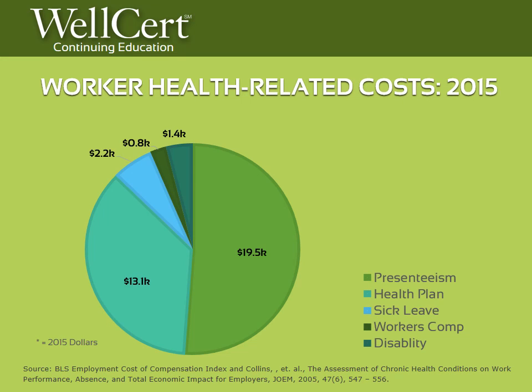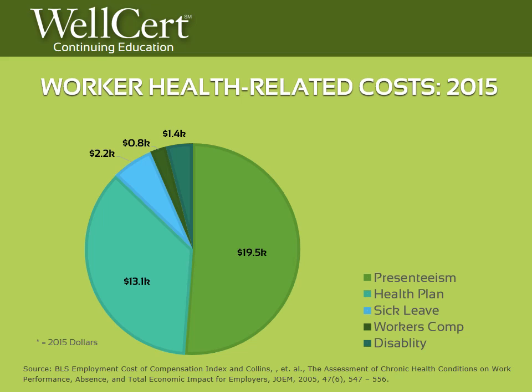Now, the overall issue we're looking at is worker health-related costs, and this is an estimate using several major studies that have been done and reported, one by the federal government, the Bureau of Labor Statistics Employment Cost of Compensation Index, and then a more landmark study in presenteeism losses that was done for Dow Chemical. And those studies, when combined, give you this kind of data on the work-related or worker health-related costs.